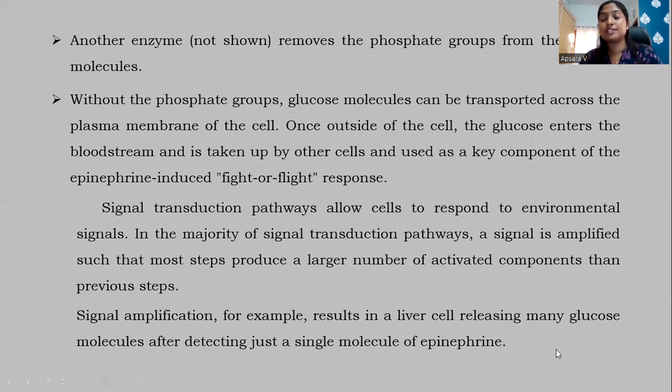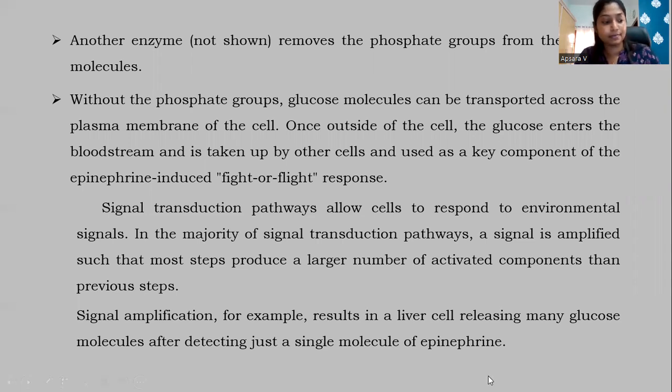So there's one more enzyme which removes the phosphate group from the glucose molecules. Without the phosphate groups, the glucose molecule can now be transported across the plasma membrane of the cell. Once outside the cell, the glucose enters the bloodstream. It is taken up by other cells and is used as a key component of the epinephrine-induced fight or flight response.